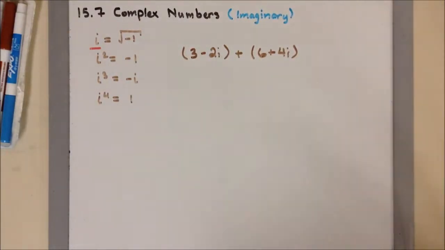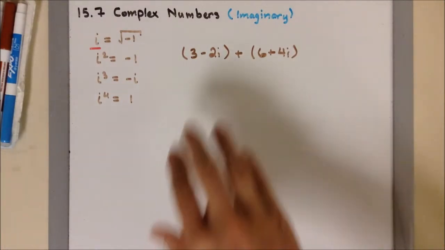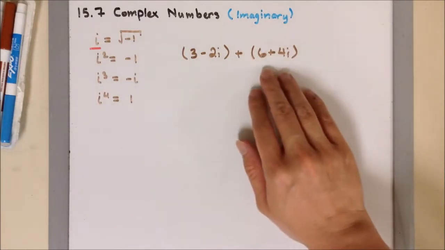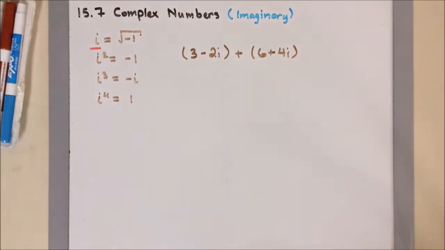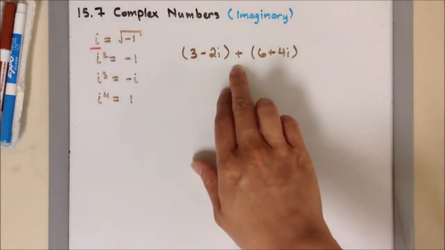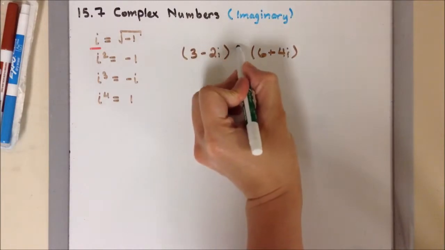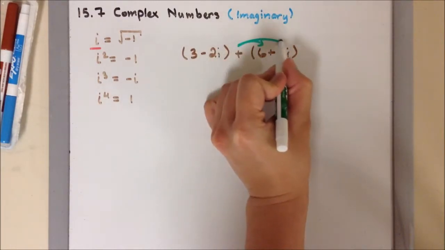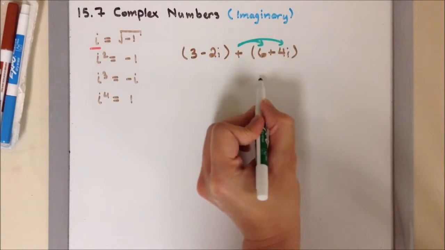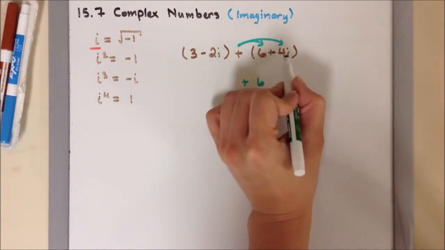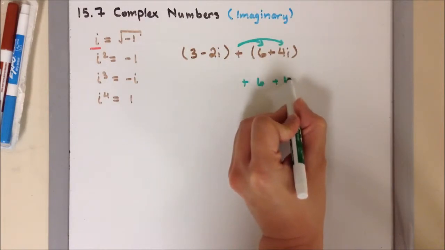In this next part, we're going to focus on addition and subtraction of complex numbers. So let's take a look at our first example. We have in the first parenthesis 3 minus 2i plus our second set of parentheses 6 plus 4i. Since it's plus in the middle, if I were to distribute the plus to the right side, plus to the positive 6 will be positive 6. Plus to the positive 4i will be plus 4i.